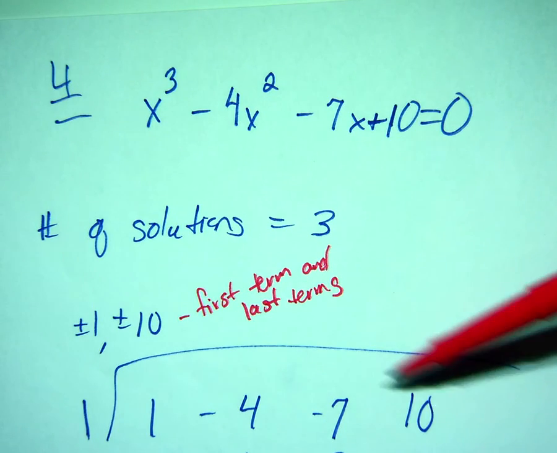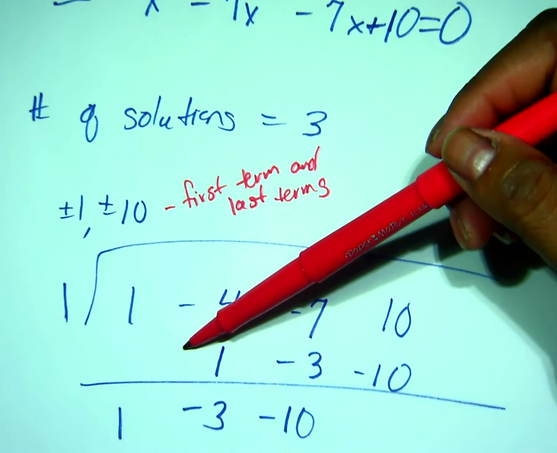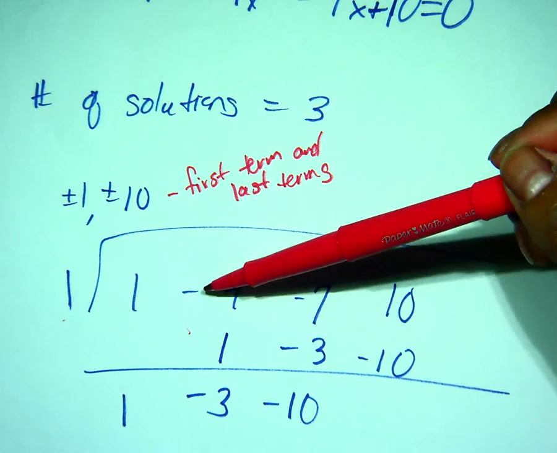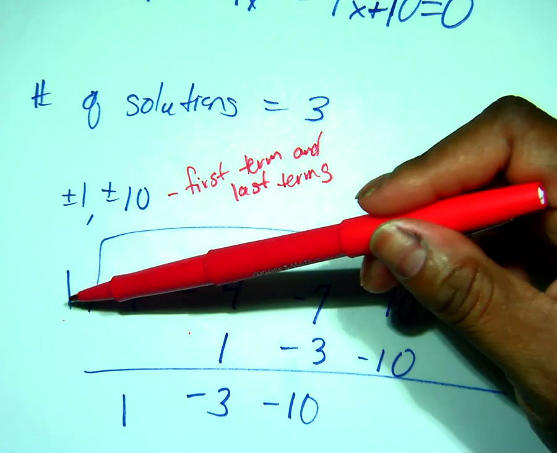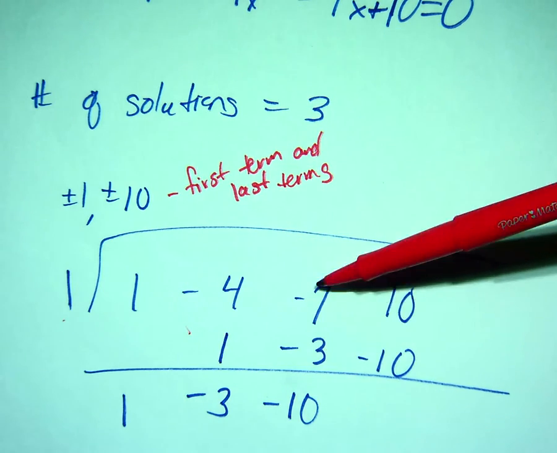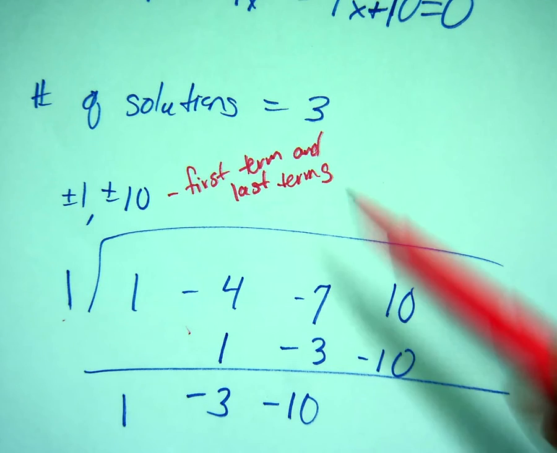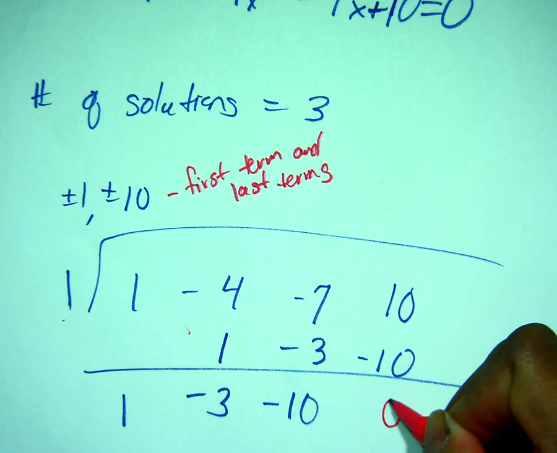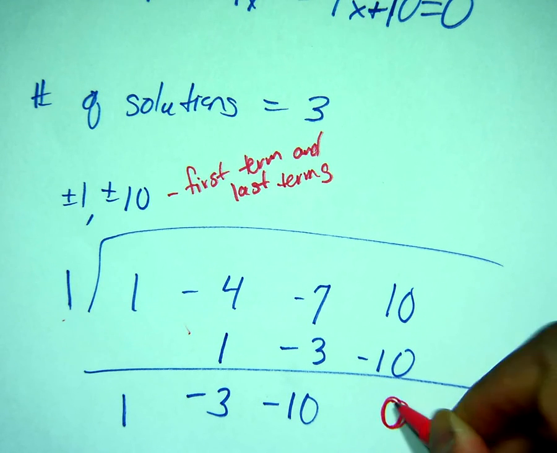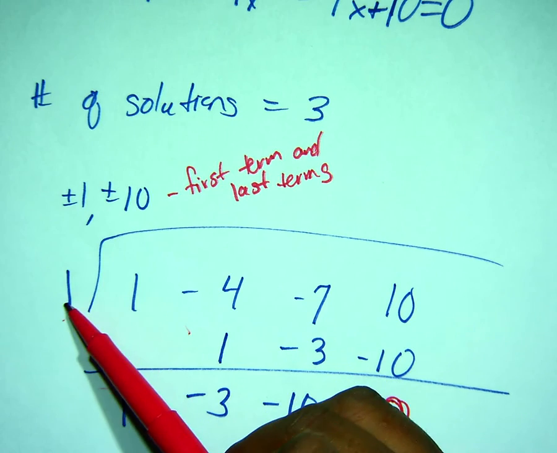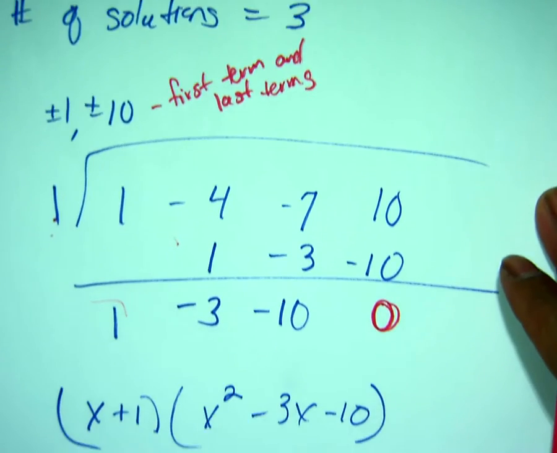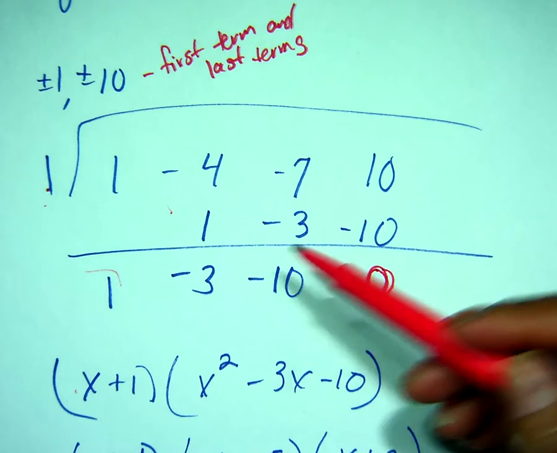There we go right there. Bring down your 1. 1 times 1 is 1. -4 plus 1 is -3. 1 times -3 is -3. Combining like terms, we have -10. Therefore, this is a factor. So notice what type of 1 it was. It was a positive 1. Therefore, we got x plus 1.